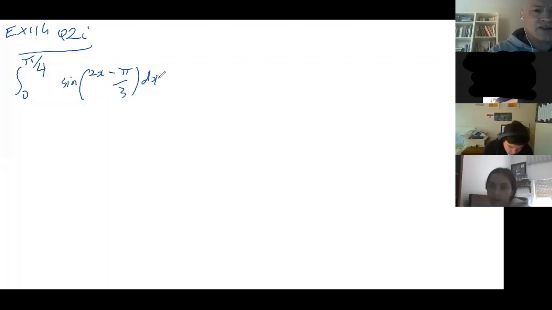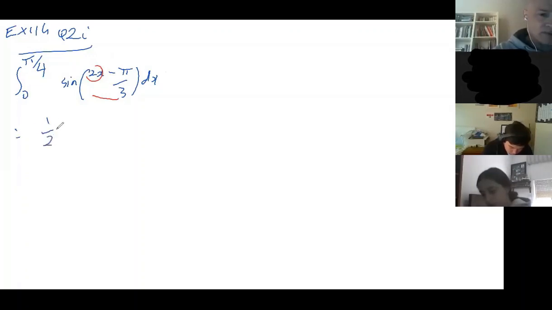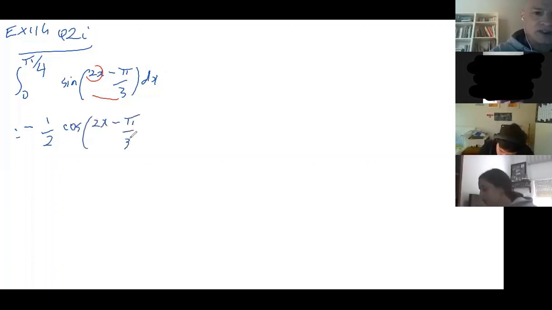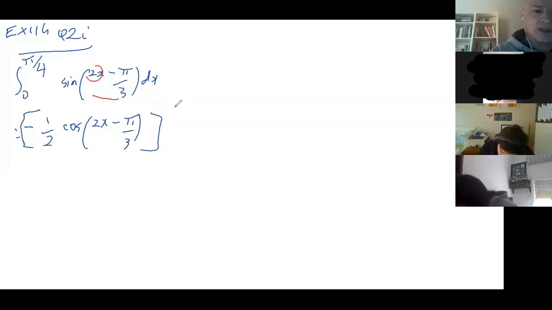When I integrate sine, remember, I first need to do the derivative inside here, and the only x value is there. So in differentiating that, 2x gives me 2. And remember, it becomes 1 divided by the 2. But now I've got to integrate sine, which gives me negative cos. So I'm going to put my negative, there's my cos, and I still have the 2x minus pi on 3. Put my square brackets around all that, between pi over 4 and 0.